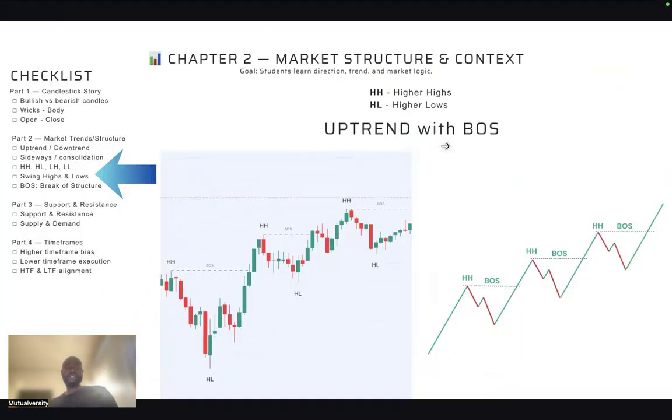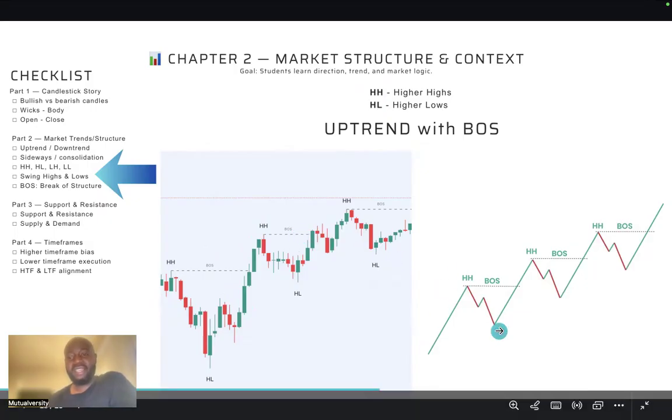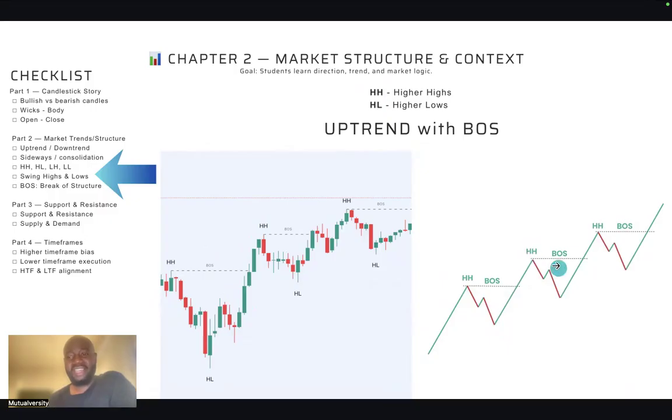Okay, so these are other examples. Always remember, in an uptrend, we only have higher highs and higher lows, and within that uptrend, you always find break of structure. Price went past this higher high, that's a break of structure. It created a new higher high, then a higher low, then it went past this higher high and confirmed the break of structure. Higher high, higher low, break of structure, breaking the previous higher high.